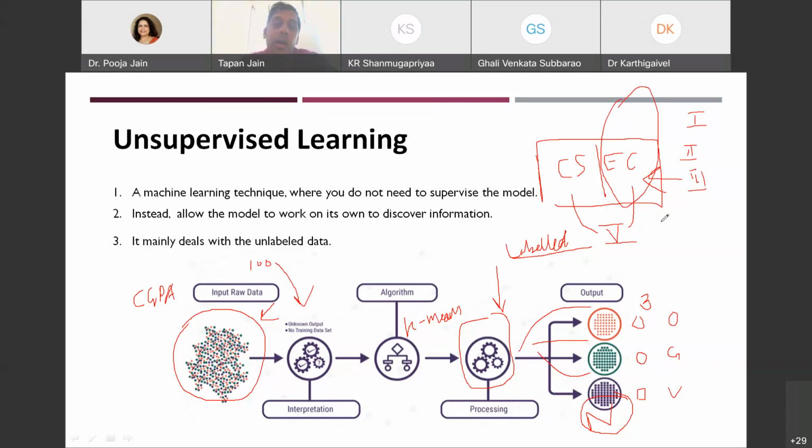Maybe you can group by local or outsider. So any sort of grouping you can perform based on the information. That's why with every interpretation, this label may be changed. So we call it unlabeled data.